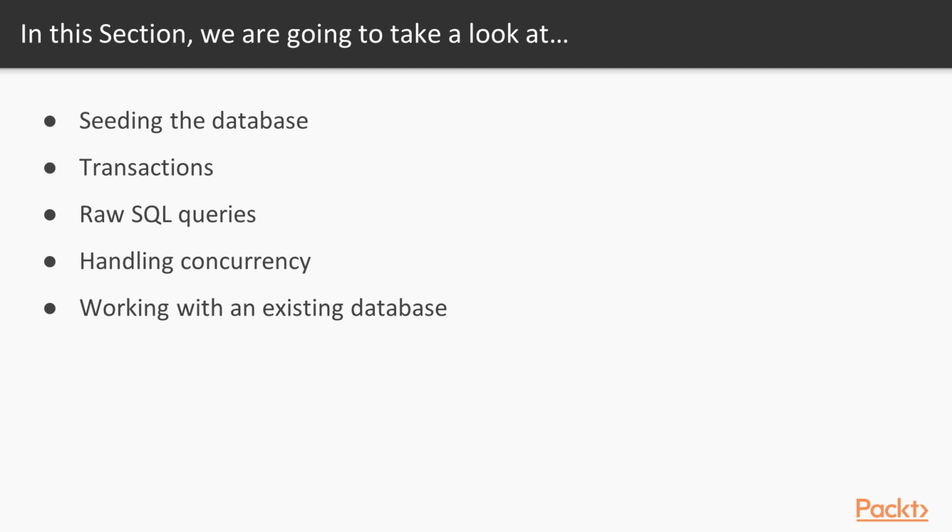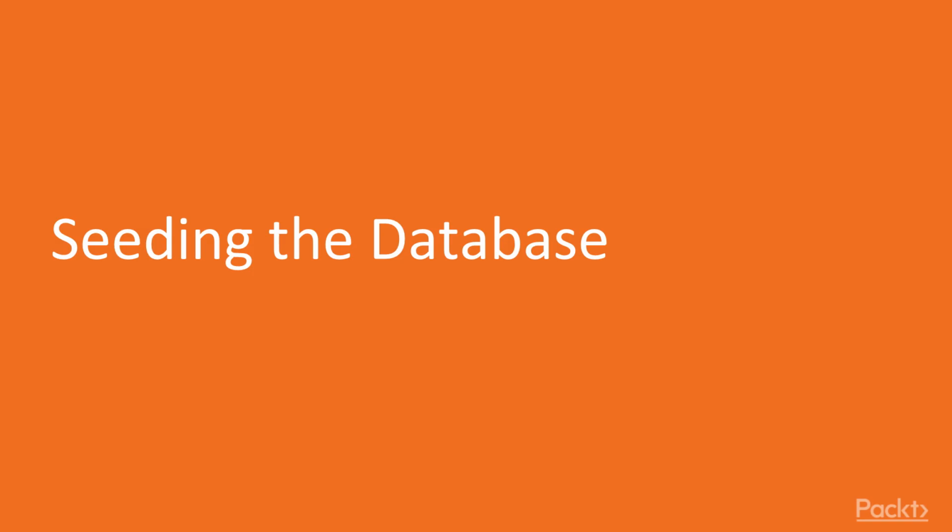Let's see what we will be covering in this section. We will begin by seeding the database. We will then move on to a very important topic, database transactions. We will look at raw SQL queries, how to handle concurrency conflicts, and finally, we will start a new project with an already existing database and check an alternative to the code-first approach that Entity Framework Core has to offer. Let's begin by looking at what seeding is and how to do it.